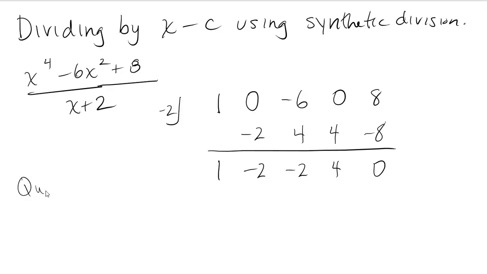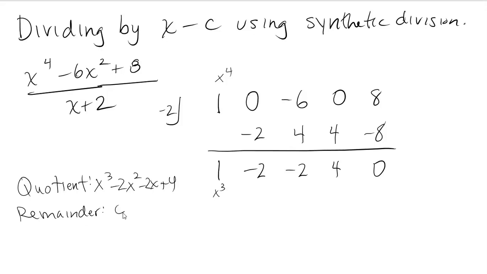We just showed that the quotient is, well, let's see, this was an x to the 4th, so this must be an x cubed. So it's x cubed minus 2x squared minus 2x plus 4, and our remainder was 0. And when the remainder is 0, that means that the denominator is a factor of the numerator.